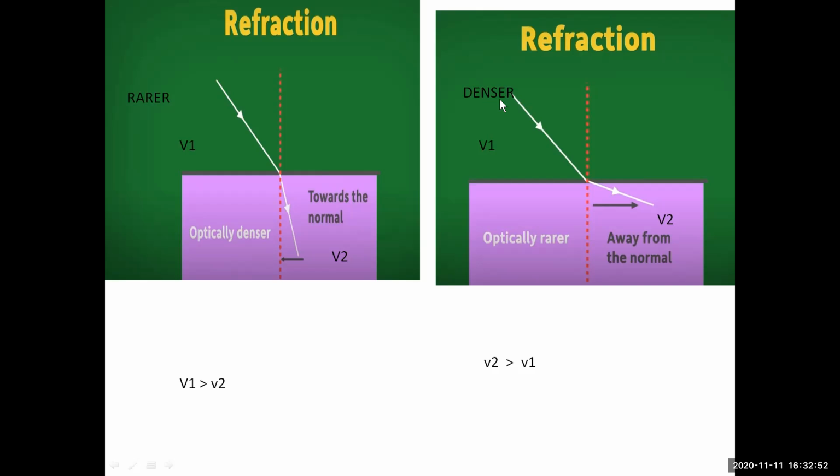When the light ray is entering from the denser medium to the rarer medium, the denser medium velocity is V1 and the rarer medium velocity is V2. Here also, in the rarer medium the velocity is more because it is going away from the normal. Isn't it, students? So in the rarer medium the velocity will be more. V2 is greater than V1. In the denser medium, always it will be less.